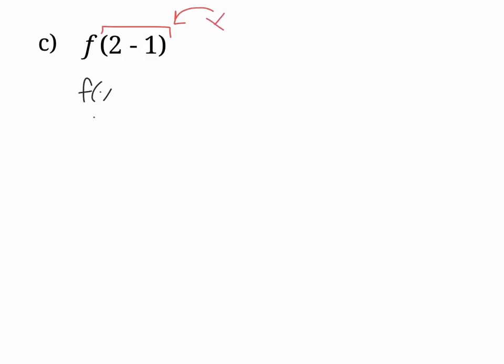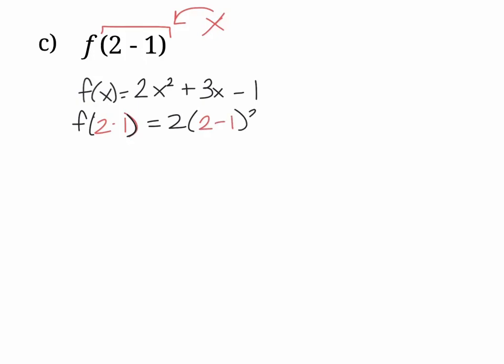First, I'm going to write out what f at x is. And now I'm going to replace x with 2 minus 1. So here we go. We're finding f of 2 minus 1, which is 2. Instead of x, we're going to put 2 minus 1, plus 3, 2 minus 1, minus 1. Here we go. Okay, so once we did this, we realized that we could have just simplified 2 minus 1 right away.